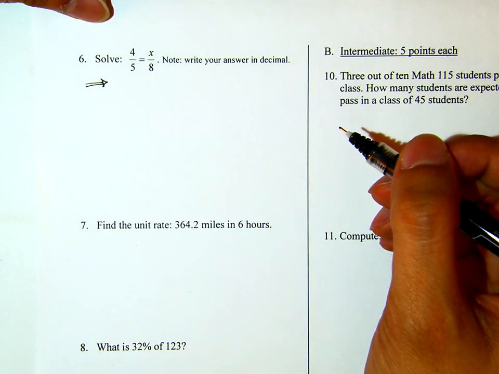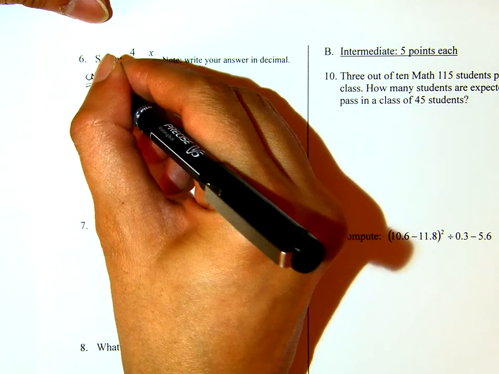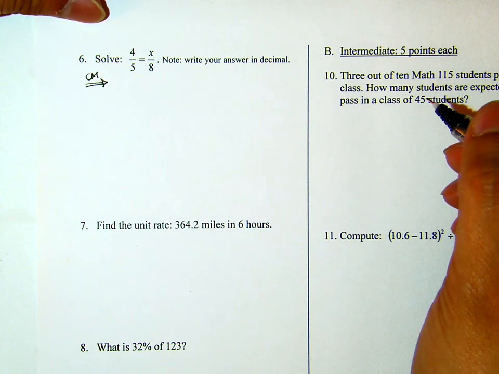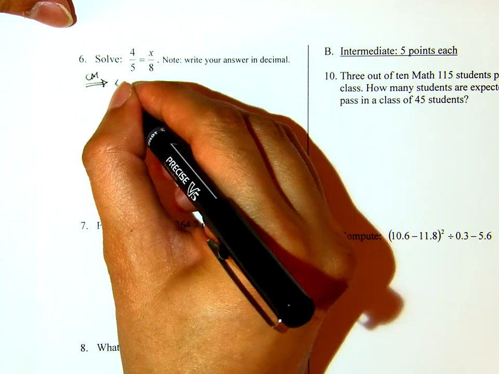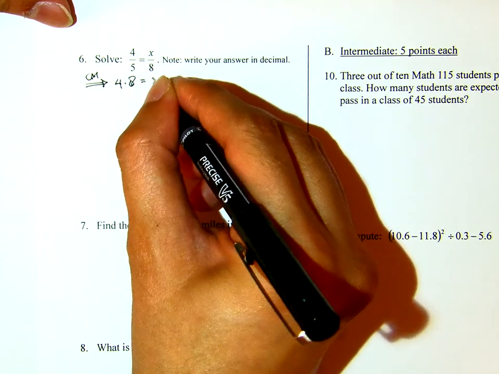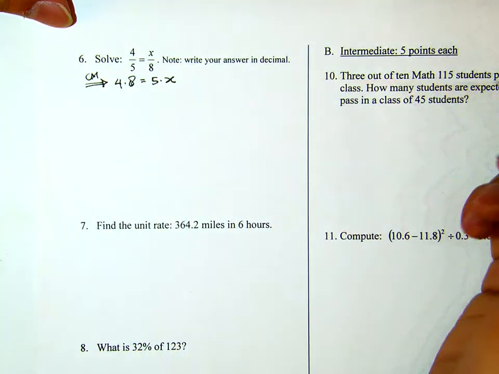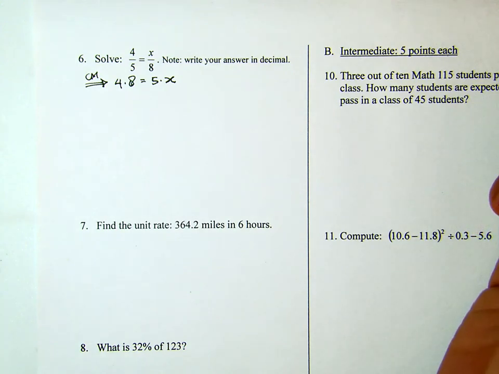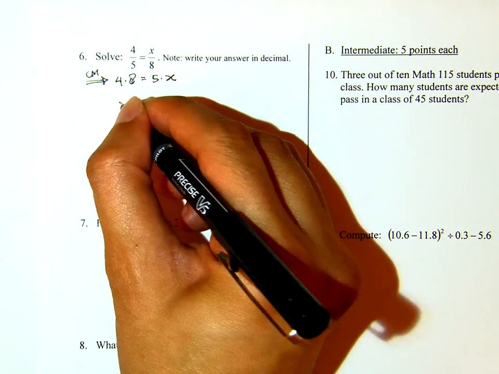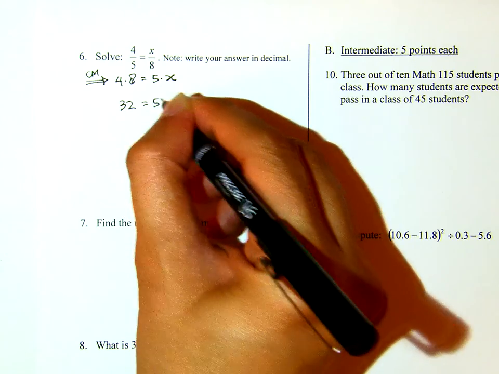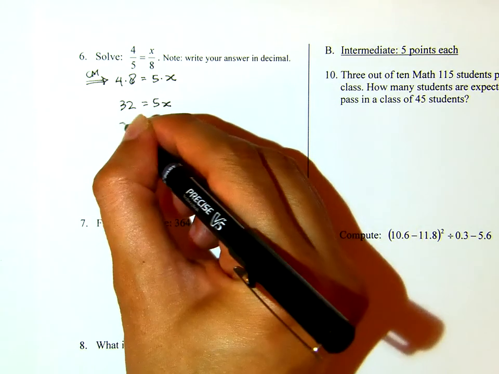I will first do the cross multiply. As always, every time you see a proportion, I will rewrite it. It's 4 times 8 equals 5 times x. Now when you do the cross multiplying process, I do not recommend you compute it right away, because cross multiplying is actually just a rewriting process. The computation is done after that. 4 times 8, that's 32, equals 5x, and then to solve for x, I will divide by 5.